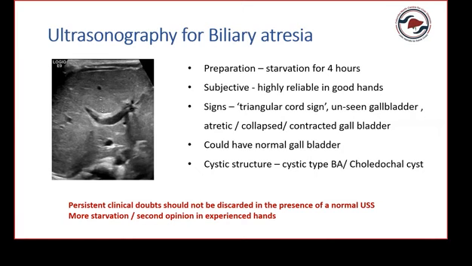Ultrasonography is subjective by its means. However, it's highly reliable in good hands. In experienced hands with the necessary expertise, it's very, very reliable. The classical sign may be the triangular cord sign or an unseen gallbladder, atretic gallbladder, collapsed gallbladder, or the radiologist might say contracted gallbladder. Importantly, as I mentioned earlier, they could have a normal sized gallbladder and still have biliary atresia. And a cystic structure may be present in the cystic type of biliary atresia, and the differential diagnosis would be choledochal cyst.